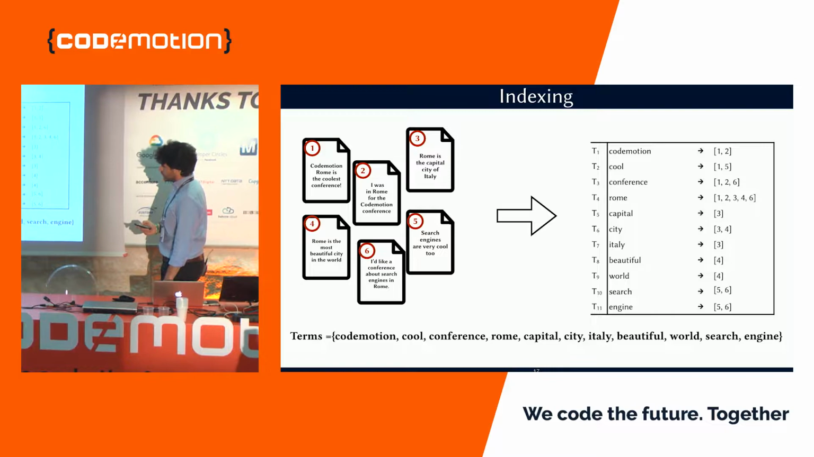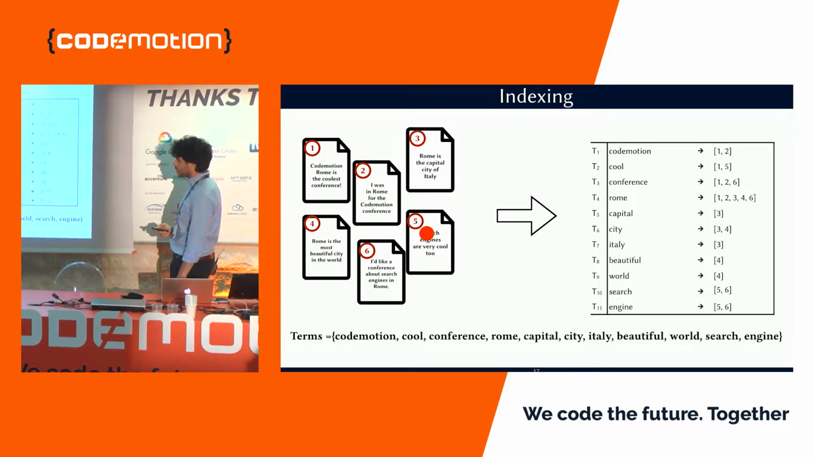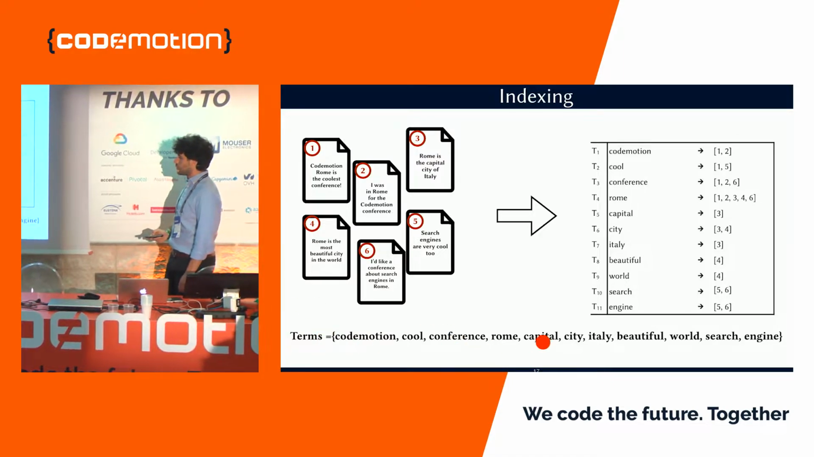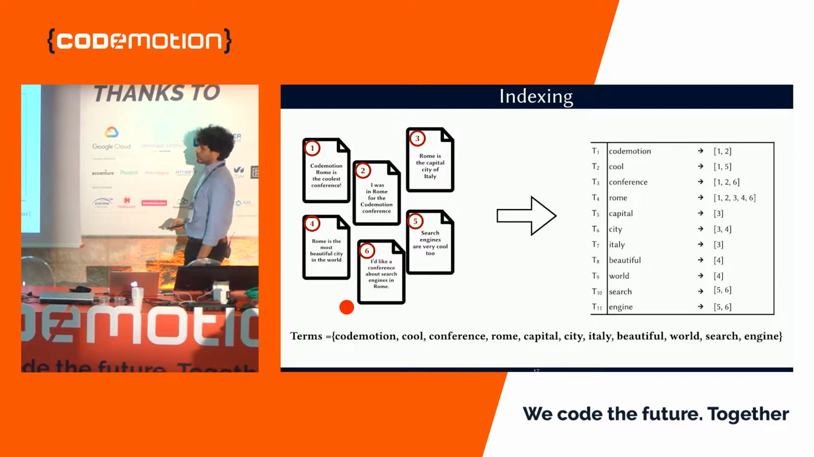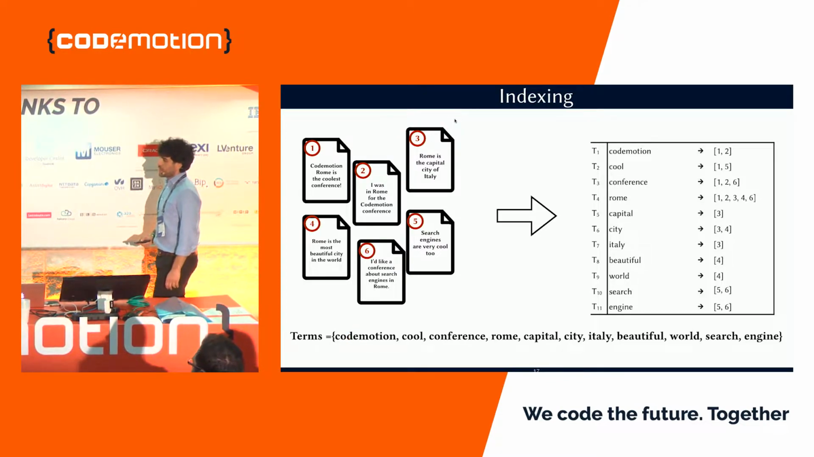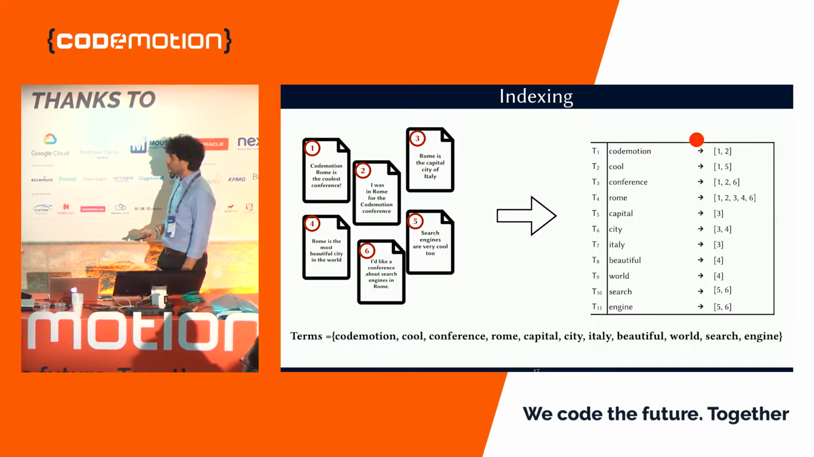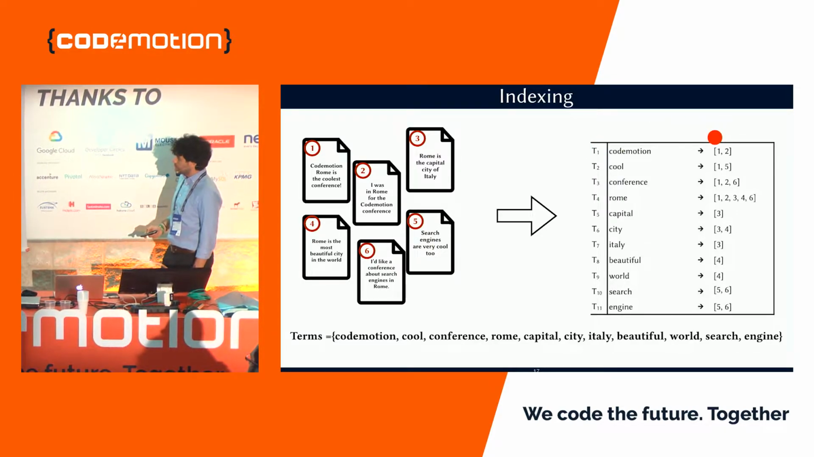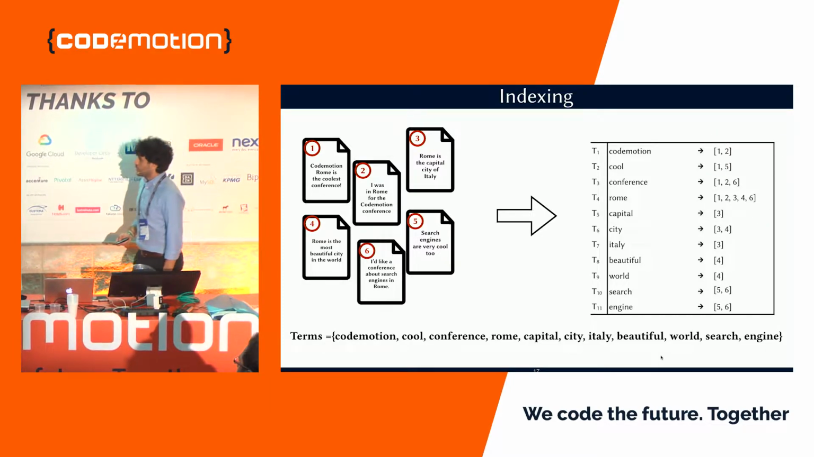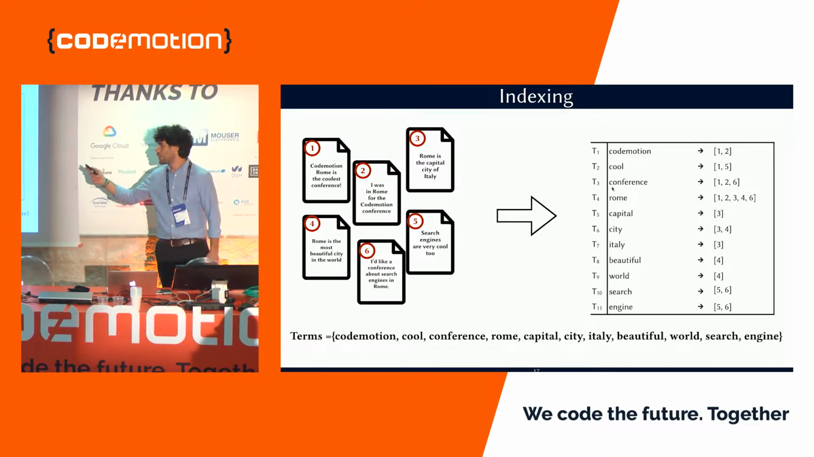We take first the collection of documents. We give every single document an ID. And then we take all the distinct terms, and we build what's called a lexicon or a dictionary. So every term now has a position in this dictionary. Codemotion is term number 1. After that, we build this mapping between a word and documents. So term ID number 1, word Codemotion, is present in document 1 and document 2. Rome is a way more frequent term. It's present in several documents, 1, 2, 3, 4, 6.